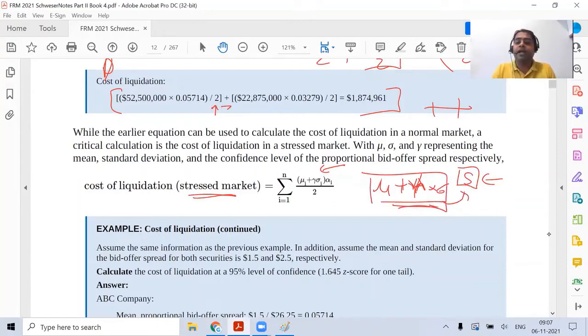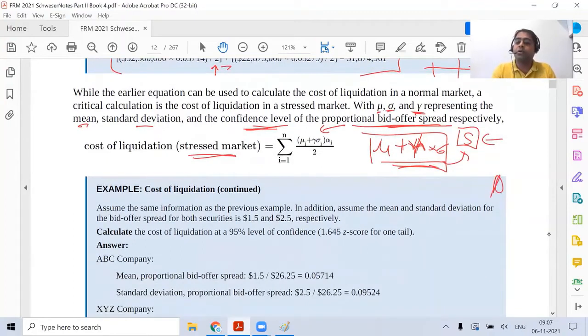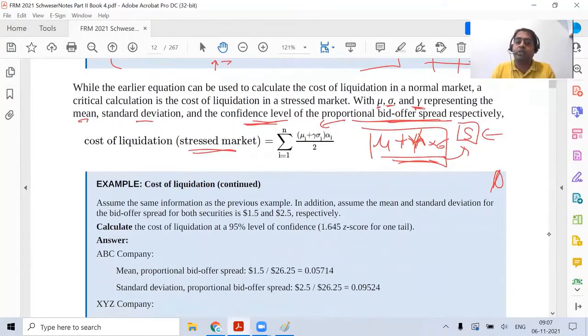What they wanted to highlight is that for this proportional bid-ask spread, can we create some confidence interval, or some range of values through which the S can be defined in a better way, because the S cannot be constant during the stressed period. So they have taken mu, which is the mean, sigma, which is the standard deviation, and the confidence level they have incorporated into it. We will see the calculation, and this question is also important because they might combine both of them and ask you in the exam.